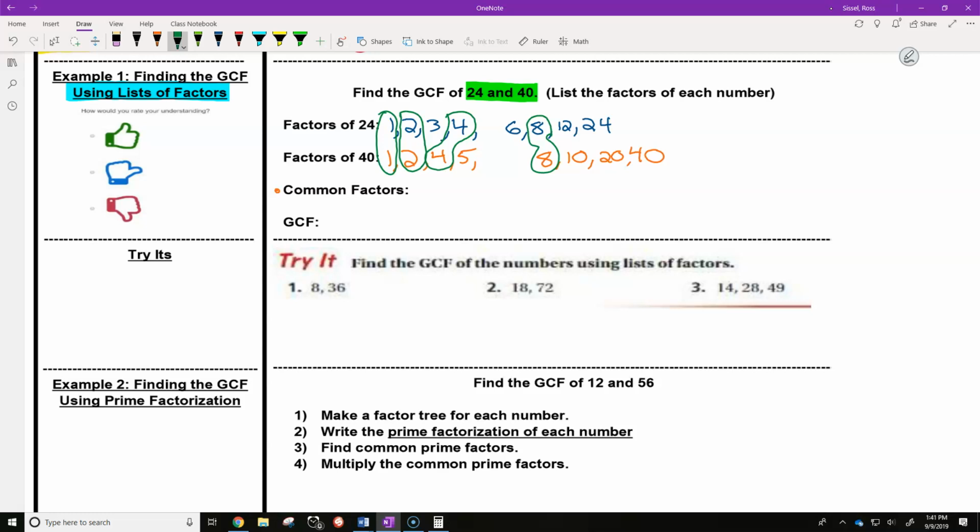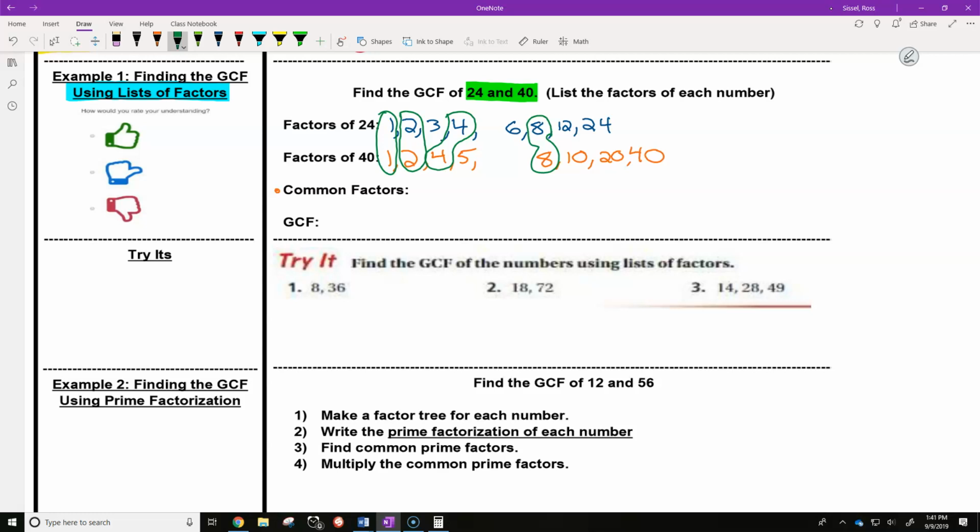Here's how I would have done this. I would start with whichever one has the least amount of factors and just go, okay, 1. Is it in the bottom? Yes. 2. Yes. 3. No. 4. Yes. 6. No. 8. Yes. 12. No. 24. No. I'm done. Now I'm going to list them.